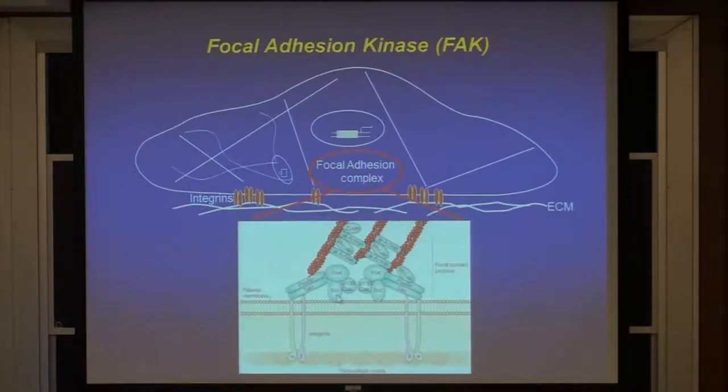And in the focal adhesion complex, there are tons of molecules there. And focal adhesion kinase is the most critical one. Actually, it regulates the assembly and the disassembly of the focal adhesion complex. Okay? And as you can tell, it's called focal adhesion kinase, which means it's an enzyme, right? And we can easily use a FRET biosensor to detect its activity.